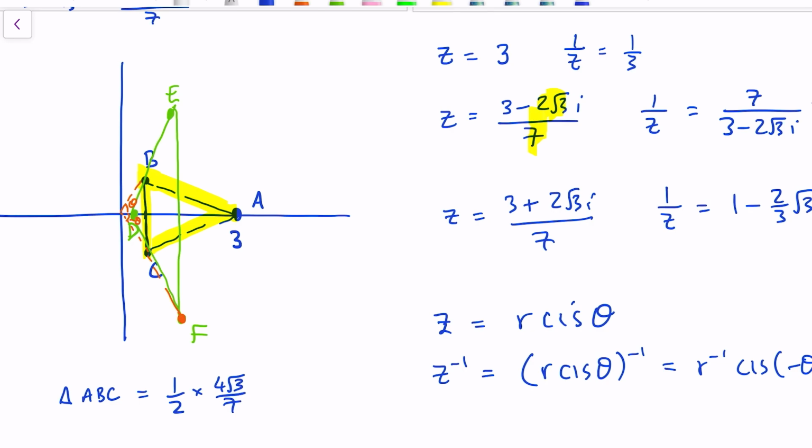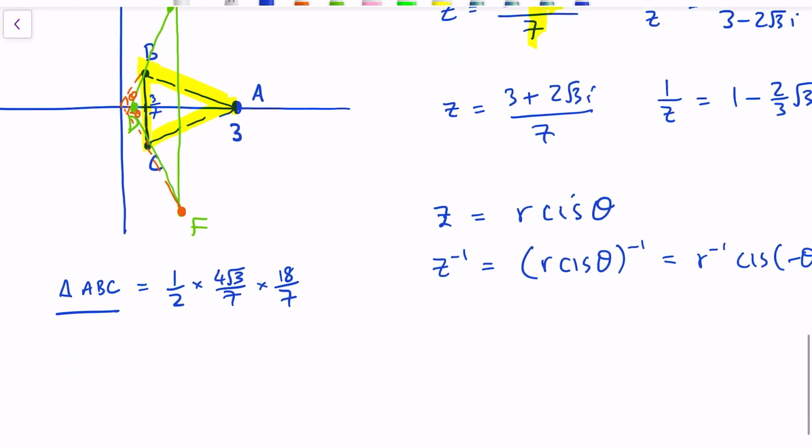And then the base of that triangle has been found. We need the height of it, which is the distance between the real part of B and C and the real part of A. So remember that this dude in here is 3/7. So to get to the point 3, we need to add another 4/7 to get to 1, and then another 2. So it's 2 and 4/7, so 18/7. Okay, that's the area of triangle ABC.